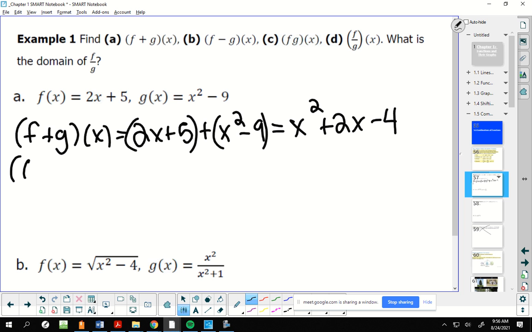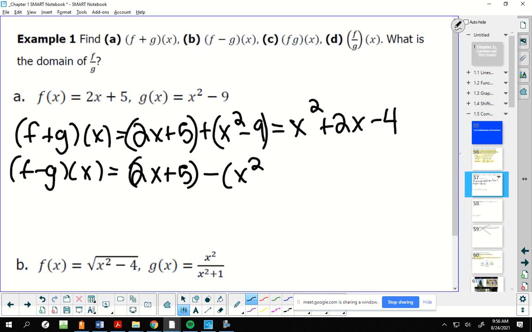When you're subtracting, the main thing is you want to make sure you subtract every term. So f is 2x plus 5, and we're taking f and subtracting g. We're subtracting everything in g, though. That's the key, is that you need to do minus x squared and minus negative 9. You don't have to write this step out if you don't want to, but you have to remember to subtract x squared and subtract the negative 9. For subtraction, I do suggest writing this out so that you don't forget.